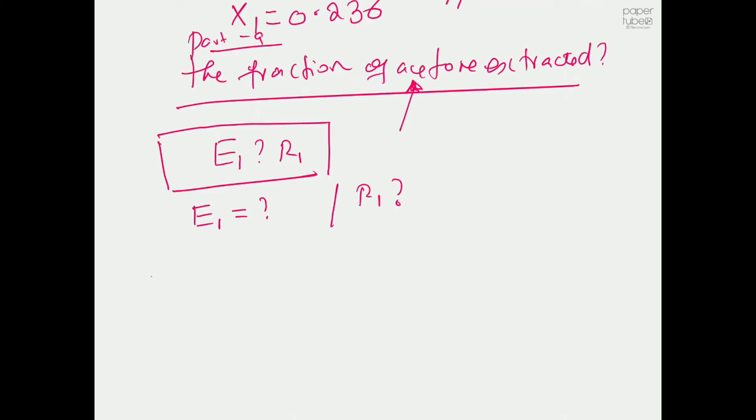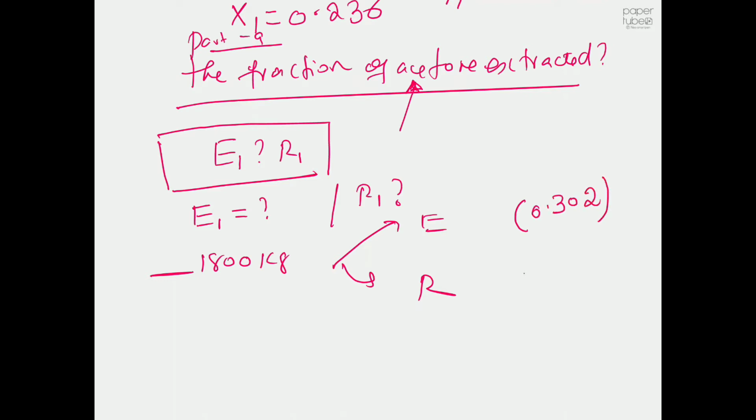Yeah, so we know 1800 kgs goes inside. So we have extract and then we have raffinate. We have the fraction of solute in the extract side, which is 0.302, and the fraction of solute on the raffinate side, which is 0.236. So we need to calculate E1 and R1.